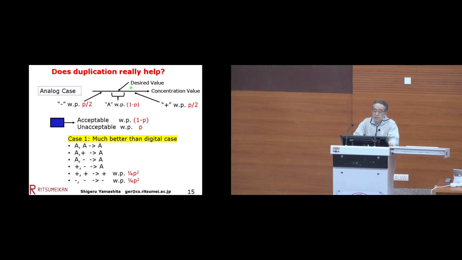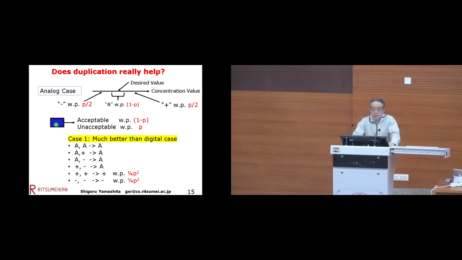Here is the desired concentration, and maybe within some distance it is acceptable. And with probability P, the result is unacceptable for our experiment. Then in this case, within the desired value, the probability is 1 minus P, more than that is P over 2, and less than that, P over 2, so totally 1. Okay, let's consider this scenario.